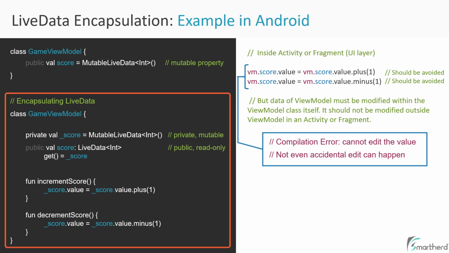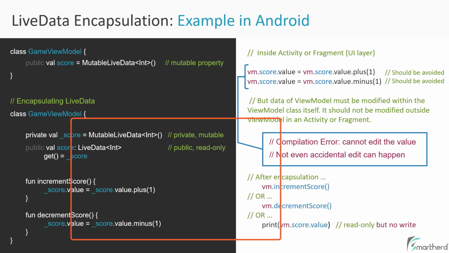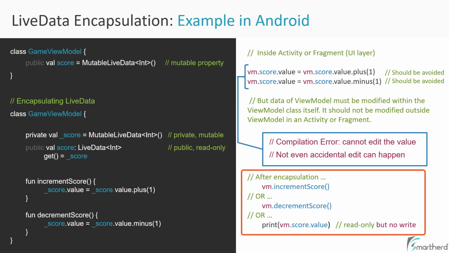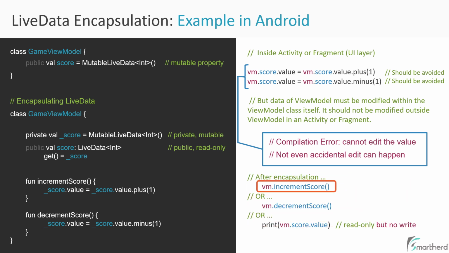So once your code is complete, then outside the view model within our activity class, we can use the view model object and increment the score value by calling the increment score method like this. Then we can also decrement the score and even read the score value. But remember, the score value cannot be edited. It can only be read. So this way, by using the concept of encapsulation, we have safeguarded our live data from the outside world. Nice and simple.